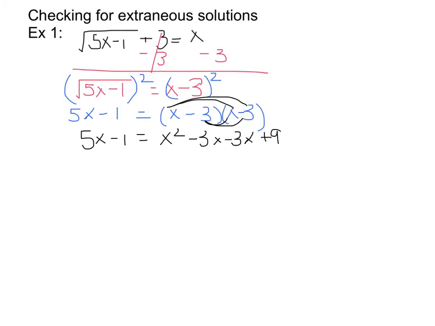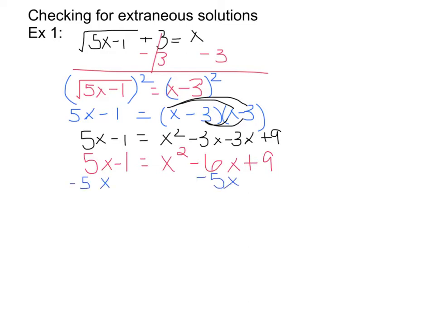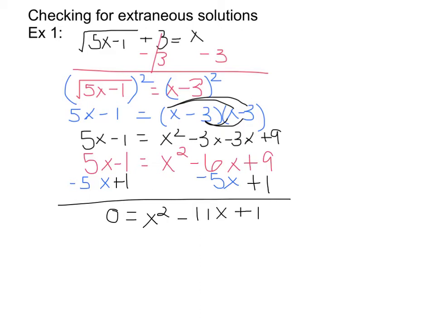Since we have x's on the left, and x squared and x's on the right, we need to bring all the x's to one side. So I'm going to first start by combining my like terms on my right-hand side. That gives me x squared minus 6x plus 9. To move 5x to the other side, I have to subtract it. To move negative 1 to the other side, I have to add it. So that gives me 0 equals x squared minus 11x plus 10.